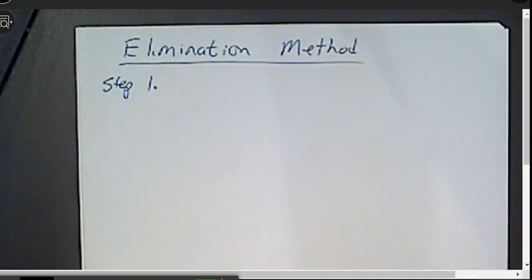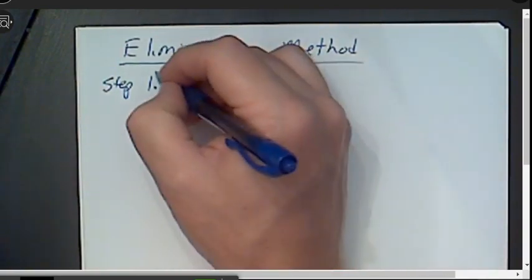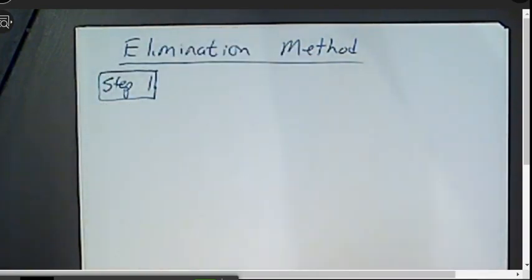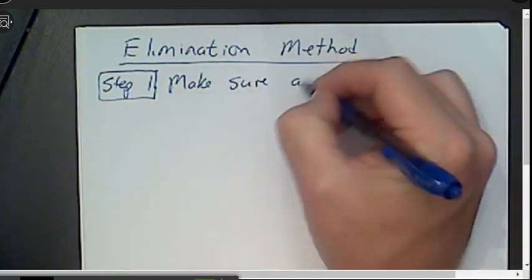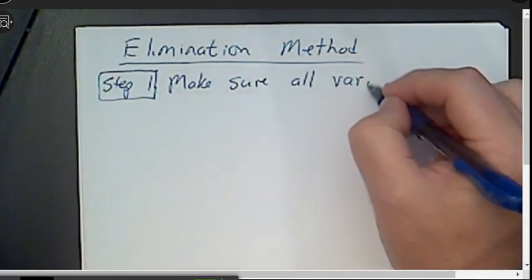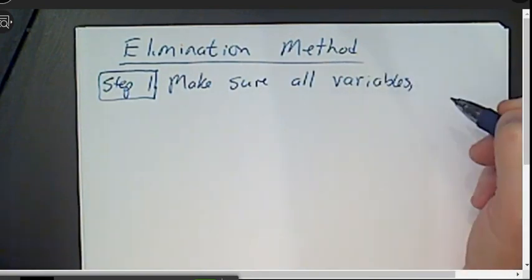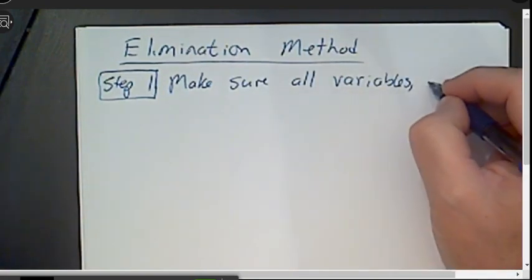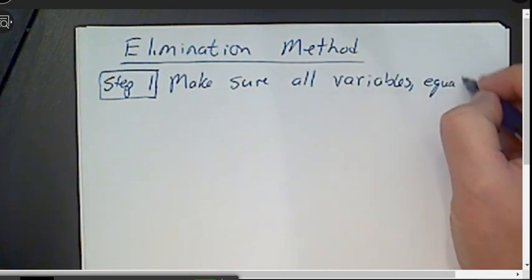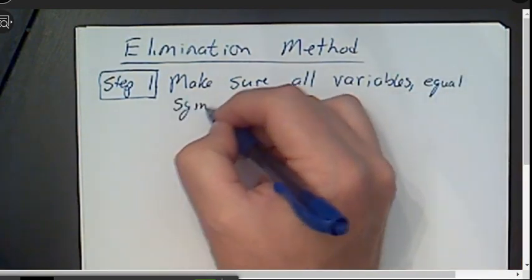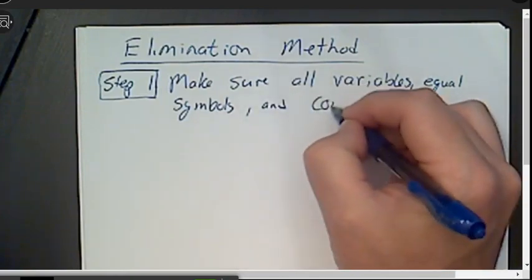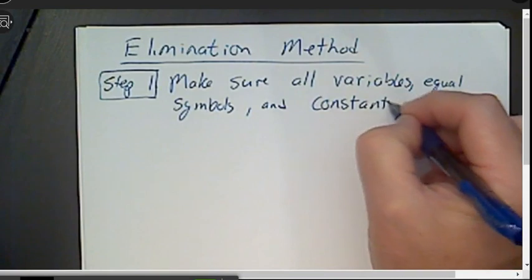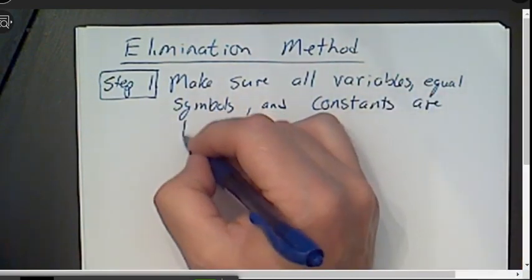All right, step one. Here's the very first thing you have to have when you go through this one, and this is more of a procedural step than anything else. You've got to make sure that all the variables are lined up. All your variables, your equal symbols, and then even your numbers that are just constants are lined up.